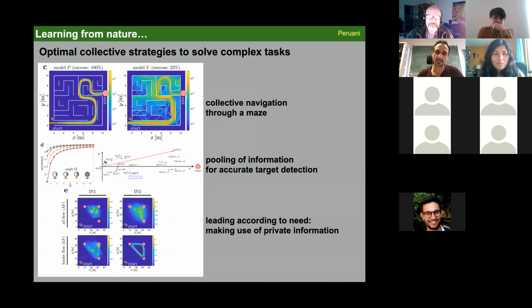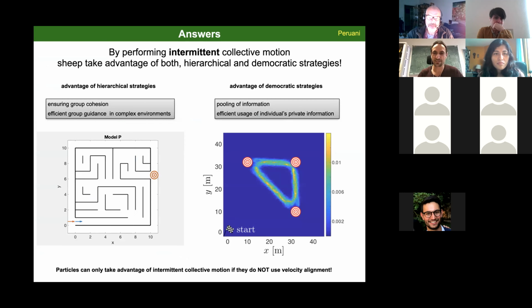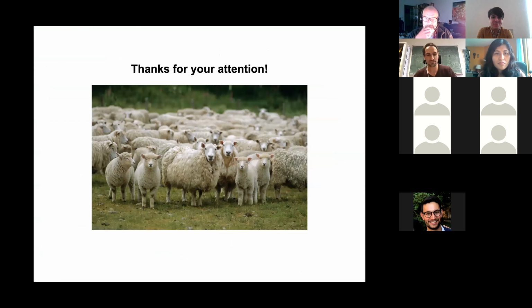Okay, and this is basically the summary of what I just told you. So with that, oh my God, okay, this is what I mentioned before. So basically the advantages, and I finished. Thank you.